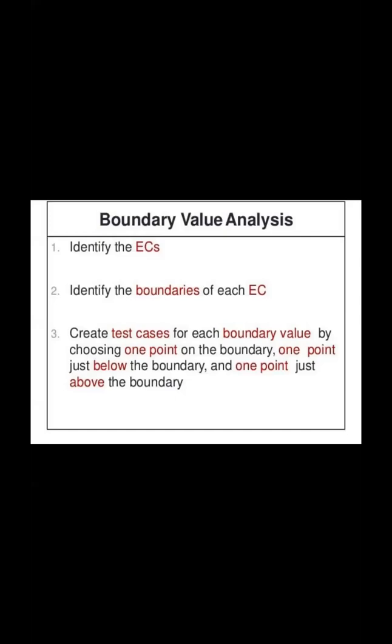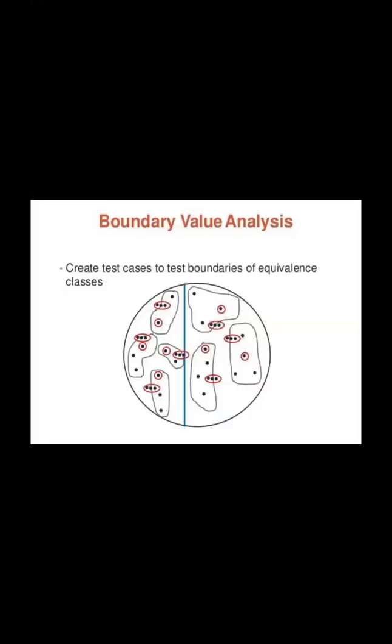In boundary value analysis, we follow these steps. First we identify the equivalence classes, then identify the boundaries of each constraint. Then create the test cases for each boundary value by choosing one point on the boundary, one point just below the boundary, and one point just above the boundary. From this diagram, you can easily understand.